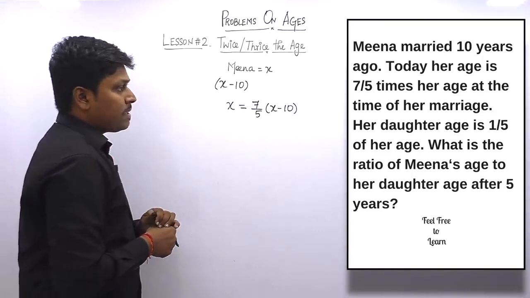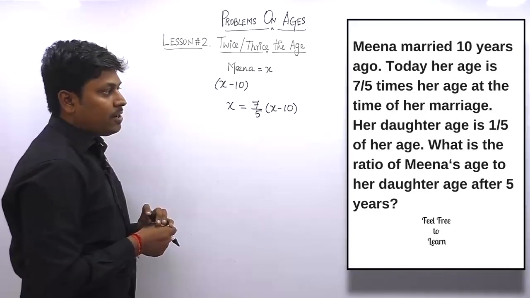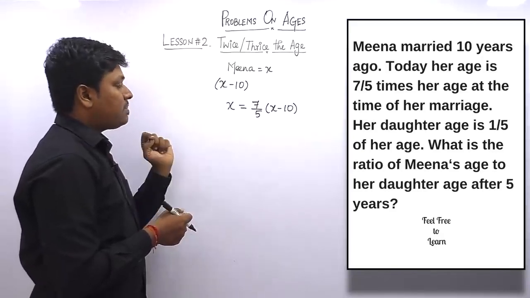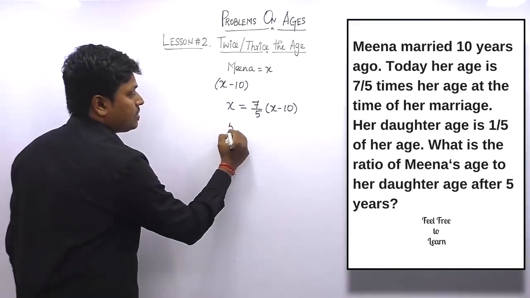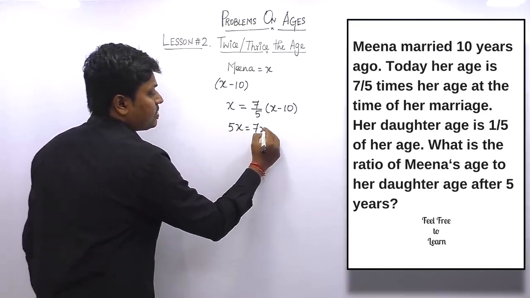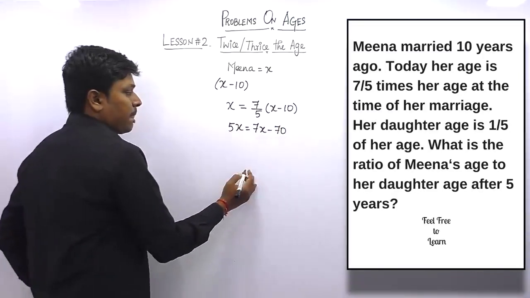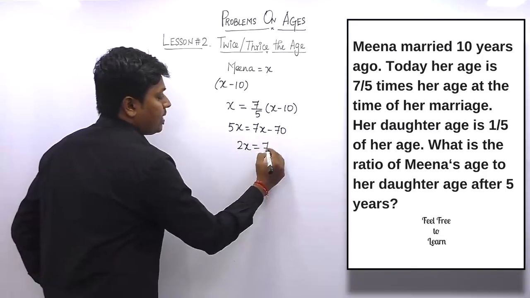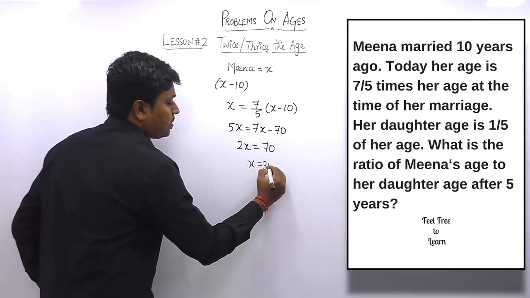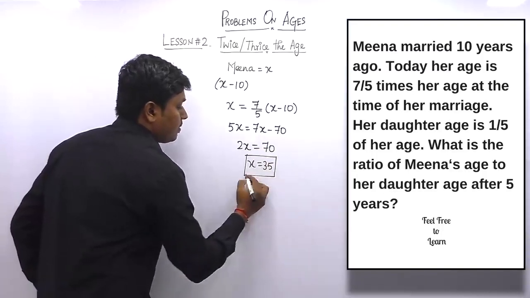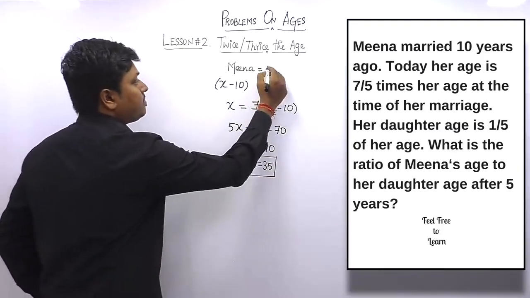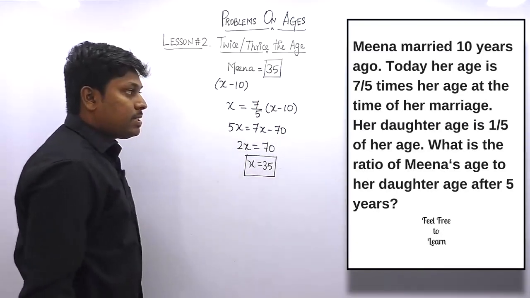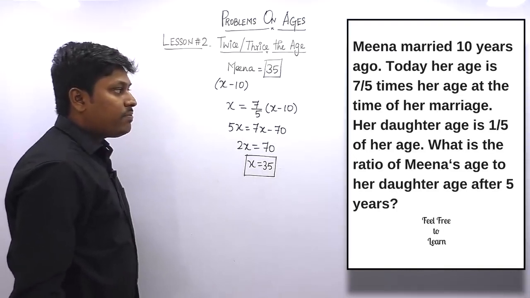So x minus 10. And next, what they are saying is, her daughter's age is 1 by 5 of her age. First let me find Meena's age now. Once you cross-multiply, this becomes 5x is equal to 7x minus 70. So 7x minus 5x will be 2x, so 2x is equal to 70. So x is equal to 35. Finally we can say that Meena's age is 35. And her daughter's age is 1 by 5 of her age.